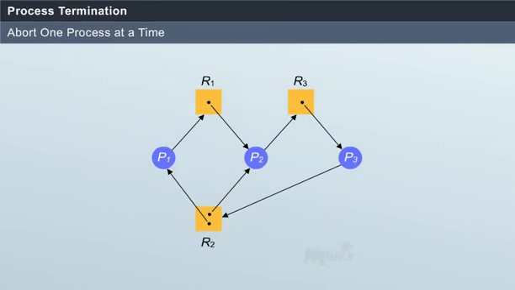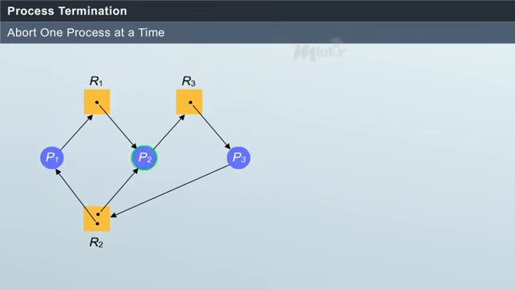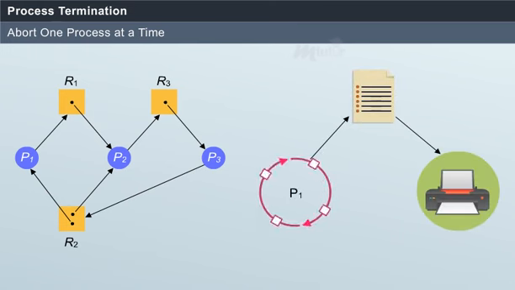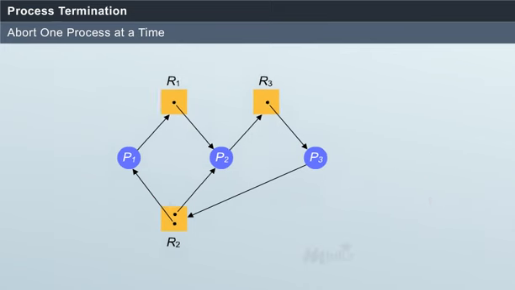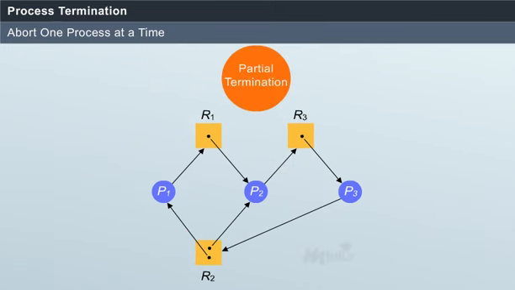In both the techniques, the system reclaims all the resources allocated to the terminated processes. Aborting any process is not easy and has a certain disadvantage. For instance, if a process is in the mid of printing data on a printer, and if it is aborted, then the system must reset the printer to a correct state before starting the next task. If a partial termination technique is used, then it must determine which deadlocked process has to be terminated.